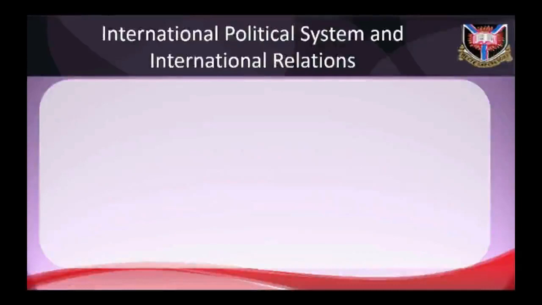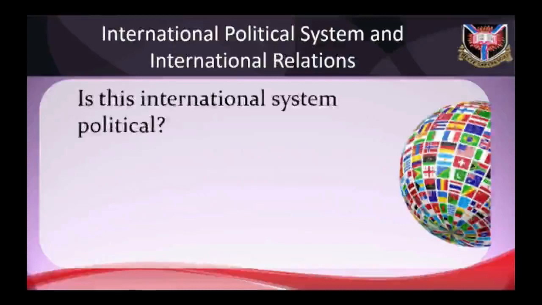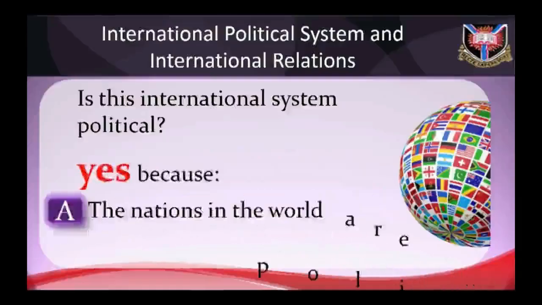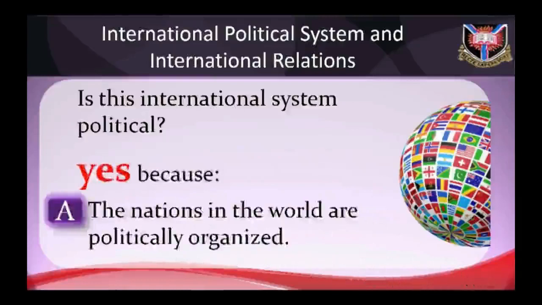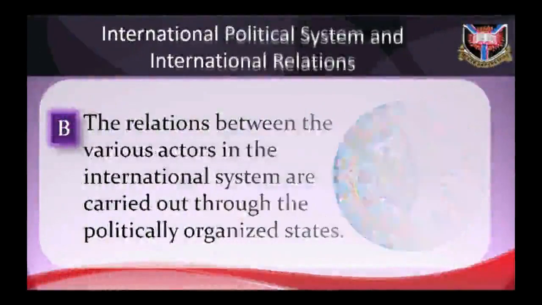Having said that there is an international system, can we also ask whether the international system is political? The answer is yes, because A. The nations in the world are politically organized. B. The relations between the various actors in the international system are carried out through the politically organized states.